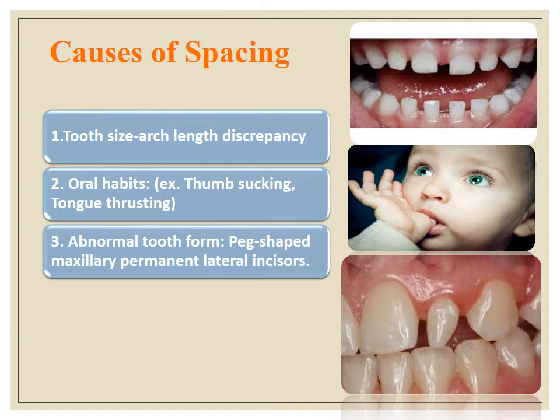Physiological factors for the development of spacing. The first one is the teeth size arch length discrepancy, which means we have small teeth and a large jaw, so we will have an excess space between the teeth. The second cause is the presence of oral habits, like thumb sucking or tongue thrusting, so the teeth will be pushed anteriorly. Or we have an abnormality in the tooth form, like peg-shaped lateral incisors, so we will have a space between them and the adjacent teeth.